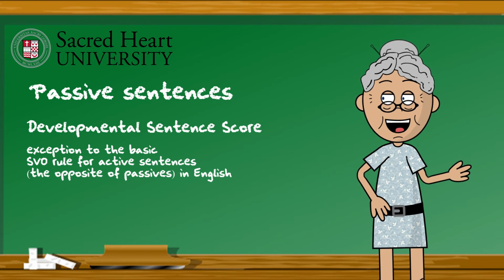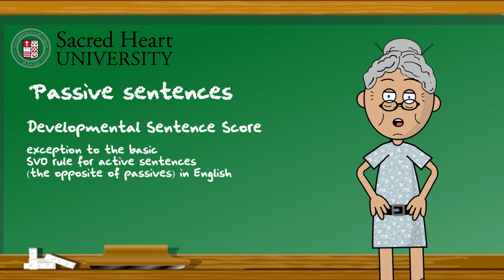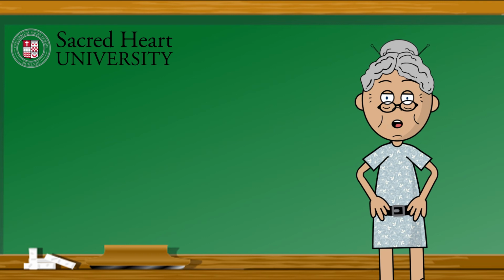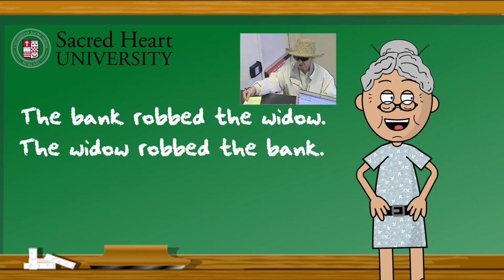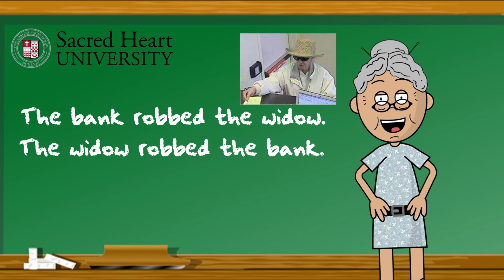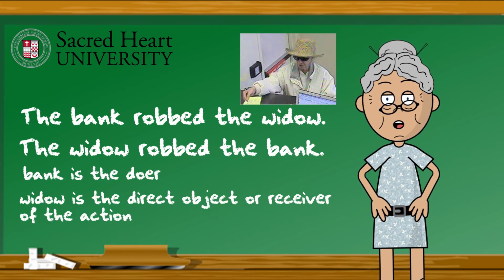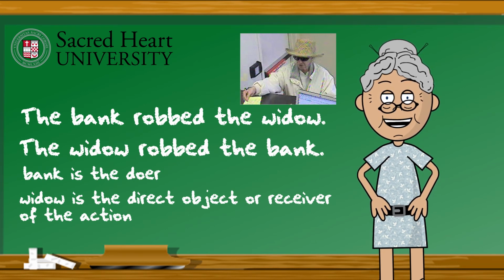Remember we said that in English, we use word order to tell who is the agent and who is the object in sentences. Agents typically come at the beginning of the sentence, objects at the end. That's why these two sentences mean different things. The bank robbed the widow. The widow robbed the bank. In the first one, the bank is the doer of the action robbing. The widow is the direct object or receiver of the action. We know this because the bank is in the first position where we usually find the agent of the verb's action, and the widow is at the end where we usually find the object.